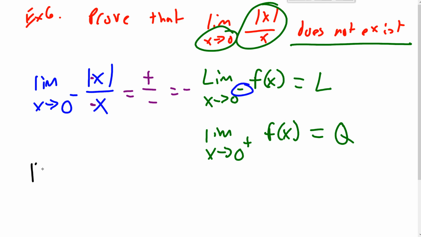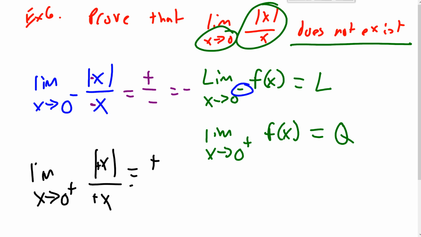Now, if I come from the right, that means I'm plugging in an x that is positive. So I'm going to take a positive, and the absolute value of a positive is still positive. And my x down here is also going to be positive. So that's a positive.